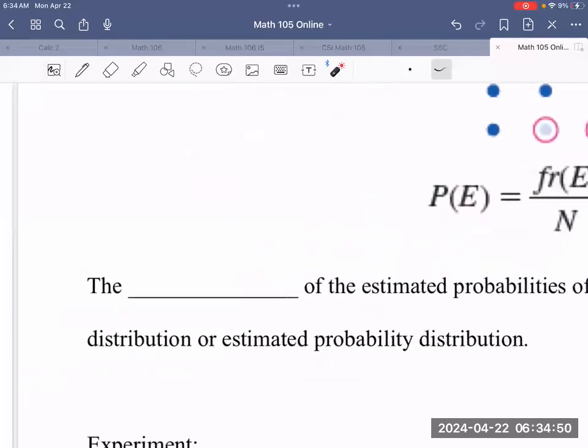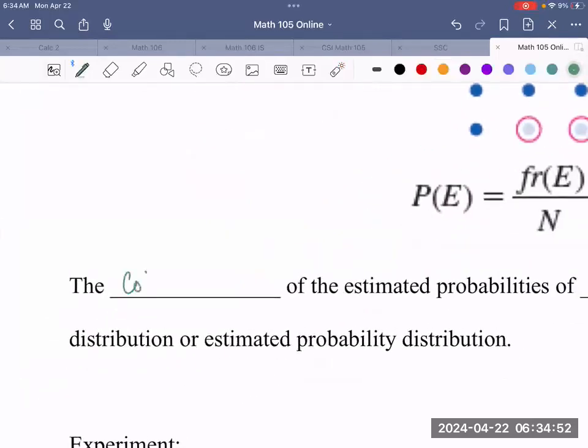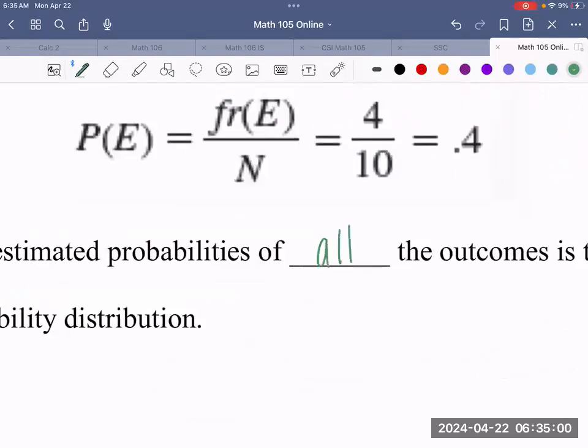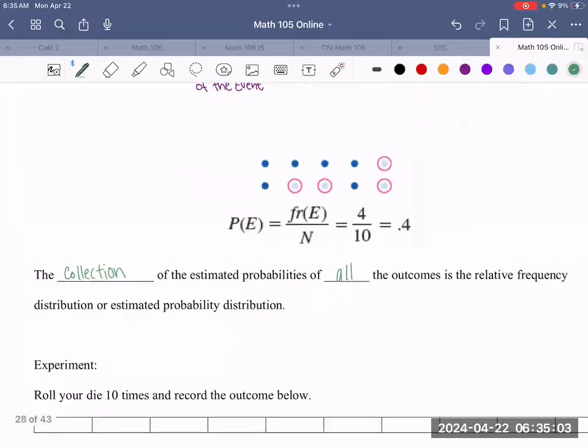Now the collection of the estimated probabilities of all the outcomes is called the relative frequency distribution, or the estimated probability distribution. What you're going to be doing a lot of is figuring out all of the probabilities for each event. We just did one where we had heads, then we could do one where we had tails, and maybe on this next experiment, we're going to roll a dice.